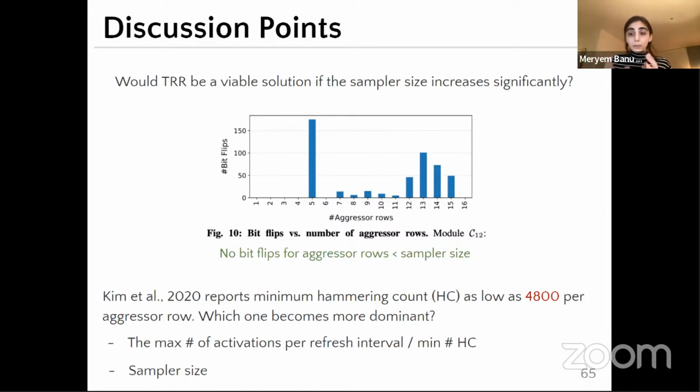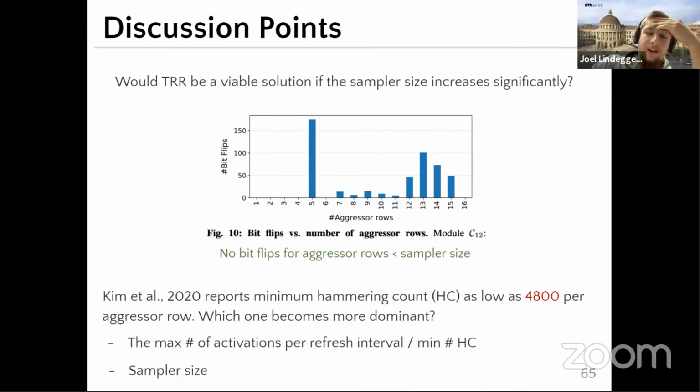But then also your minimum hammering count is decreasing, and as you decrease the minimum hammering count, you can create potentially more aggressive rows in a refresh interval. And as you create more aggressive rows per refresh interval, you need to track more aggressive rows, which means you need a bigger sampler size. So which one is going to be more dominant? The question is, can we increase the sampler size enough that we will capture all the aggressive rows regardless of the minimum hammering count we have?